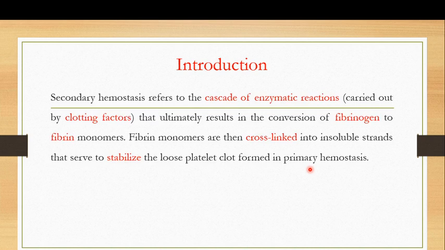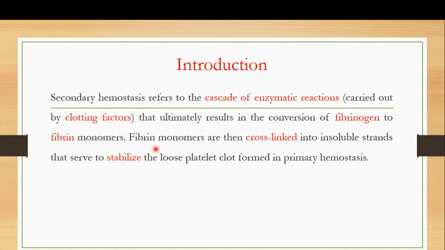So what is secondary hemostasis then? Secondary hemostasis refers to the cascade of enzymatic reactions, and these cascade of enzymatic reactions are carried out by the clotting factors. When this cascade of enzymatic reactions takes place, it ultimately results in the conversion of fibrinogen to fibrin monomers, or you can say fibrinogen is converted into its active form, which is known as fibrin monomers.